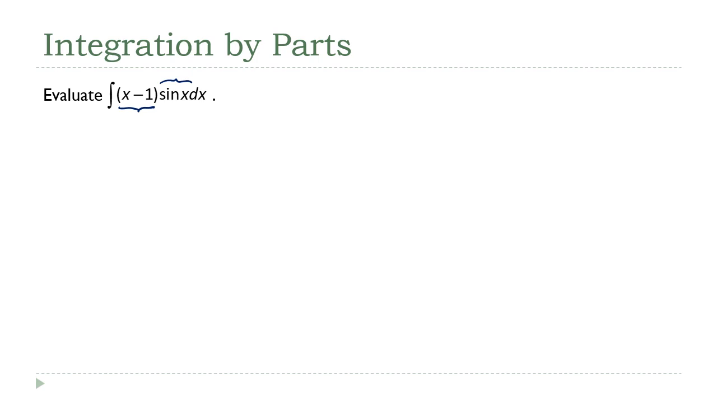So the next choice we have to make is which part gets to be u and which part gets to be dv. And this is the part where I see students start to run into a challenge, but there are really only two possibilities. u has to equal either the sine of x or it has to equal x minus 1. Once we've made this choice, we don't have a choice for the dv part. The dv has to be whatever's left.